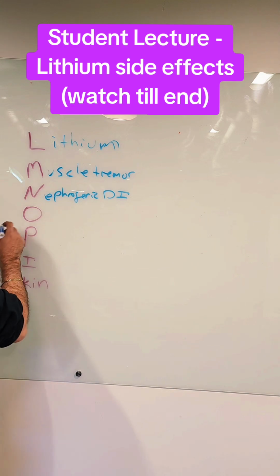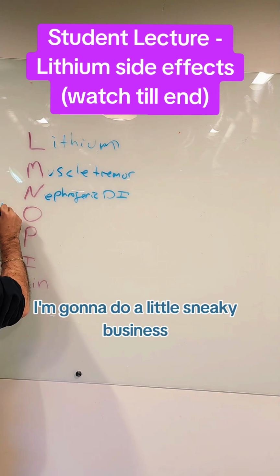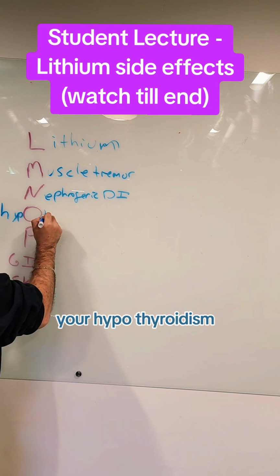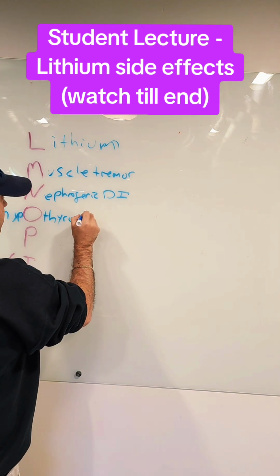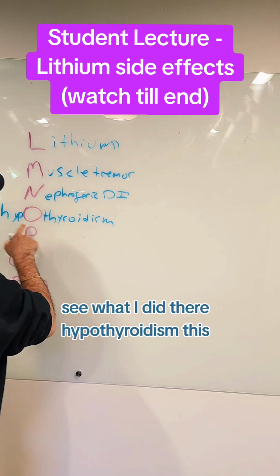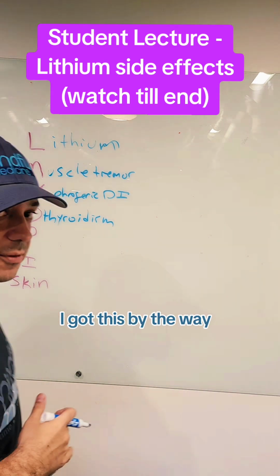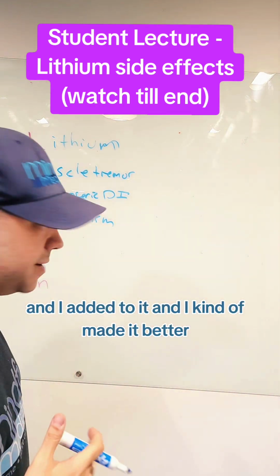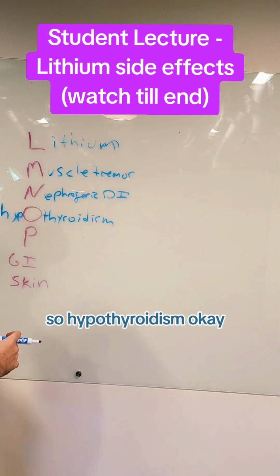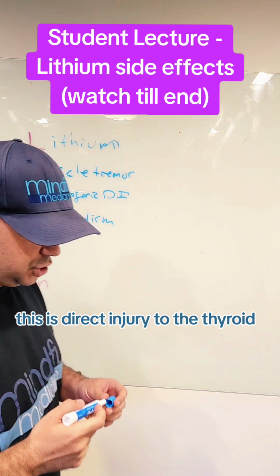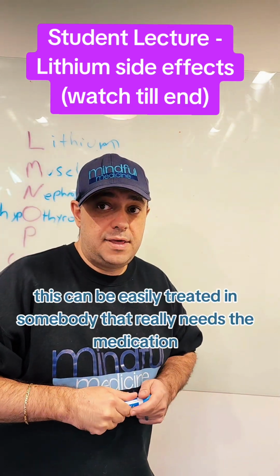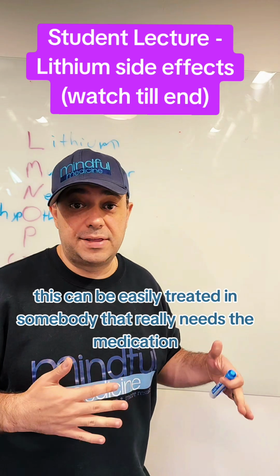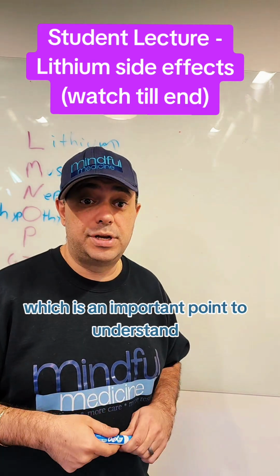Oh, I'm gonna do a little sneaky business here. Hypothyroidism. See what I did there? Hypothyroidism. I got this, by the way, from an old textbook in medical school, and then I added to it and I kind of made it better. So hypothyroidism. Okay, this is direct injury to the thyroid, essentially. This can be easily treated in somebody that really needs the medication, which is an important point to understand.